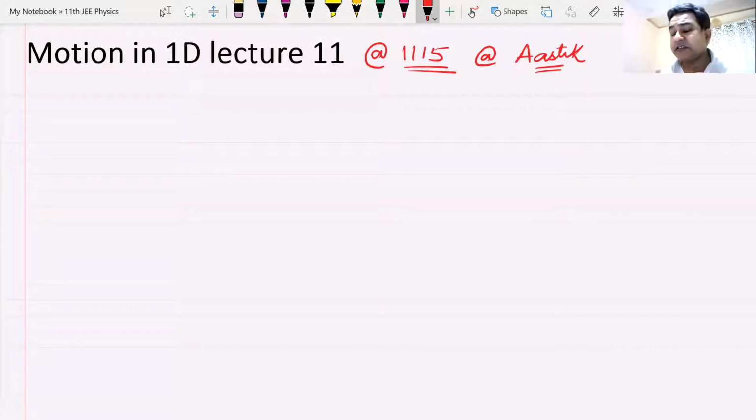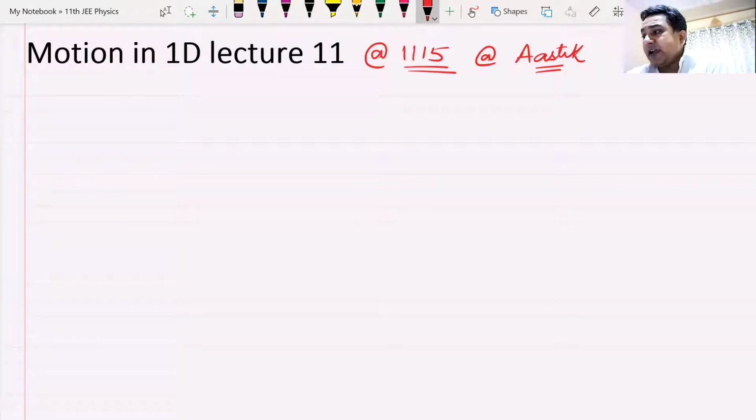Now we had discussed the graphs of motion in one dimension. We had discussed the position time graph only, and we had seen the different types of position time graph. Correct? Now we'll start with some questions so that we have an understanding of what sort of questions you can expect in exams. So we'll start with the first question.